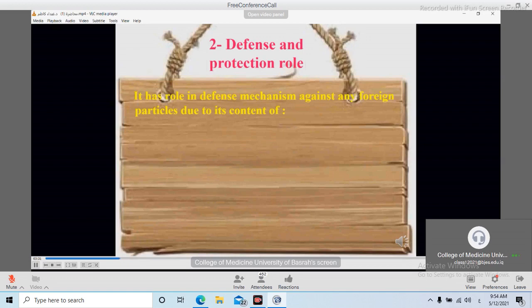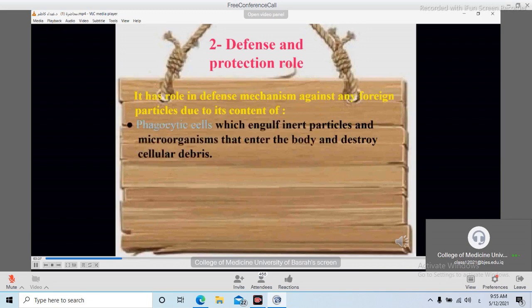It has a role in defense mechanism against any foreign particles due to its content of phagocytic cells, which engulf inert particles and microorganisms that enter the body and destroy cellular debris.